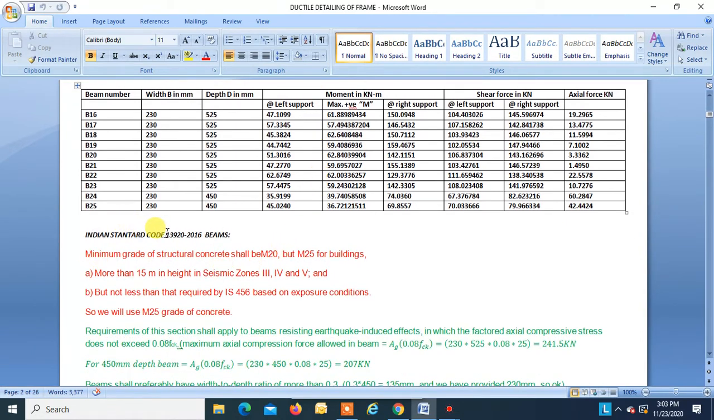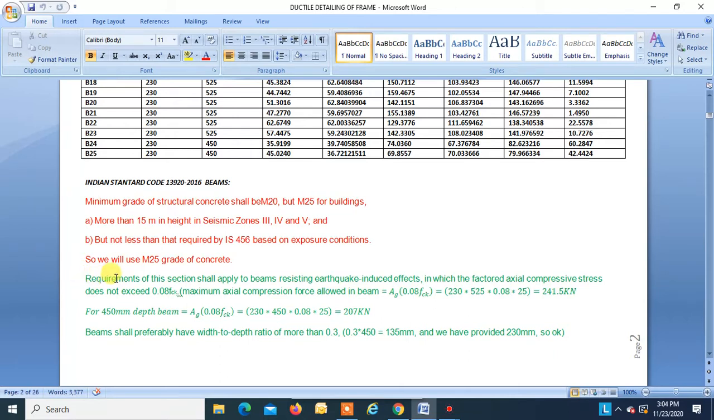Now Indian Standard Code IS 13920:2016 says that for beams, the minimum grade of structural concrete shall be M20, but M25 for buildings more than 15 meters in height in seismic zones 3, 4 and 5. Ours is seismic zone 2, but it should not be less than that required by IS 456 based on exposure conditions. Our exposure condition is mild, so the minimum concrete grade is M20, but we will use M25.